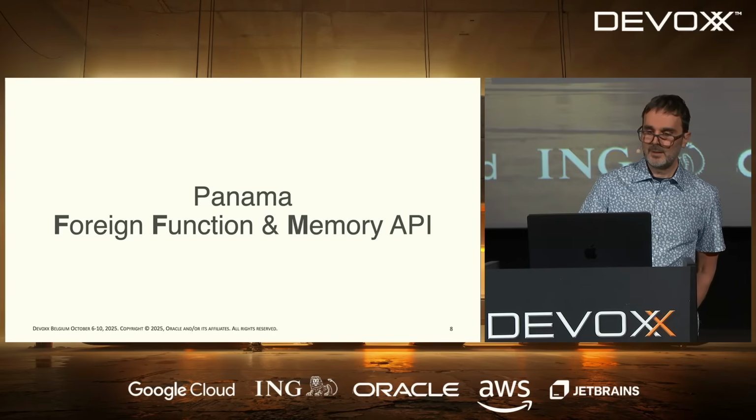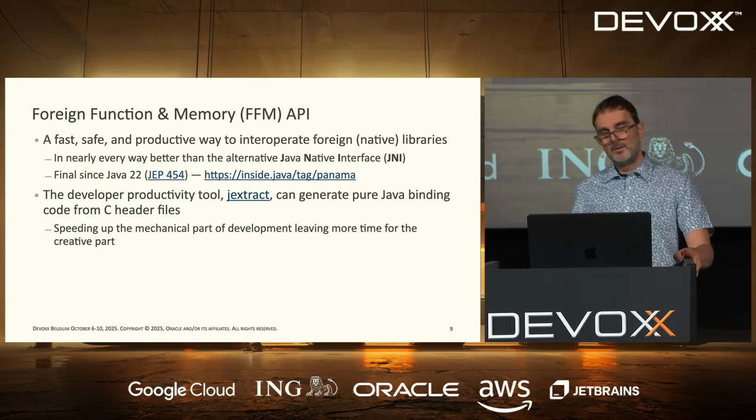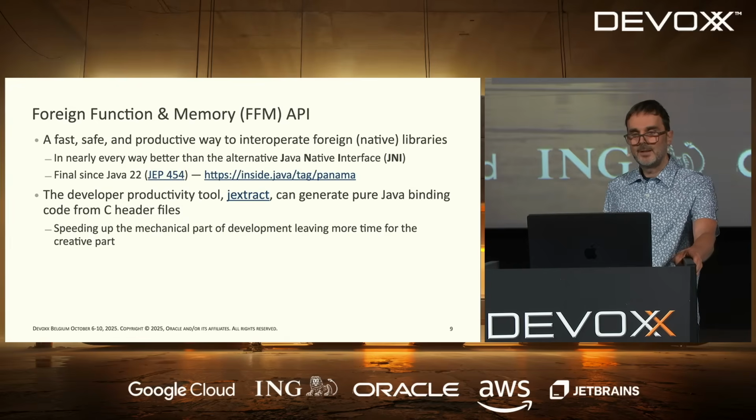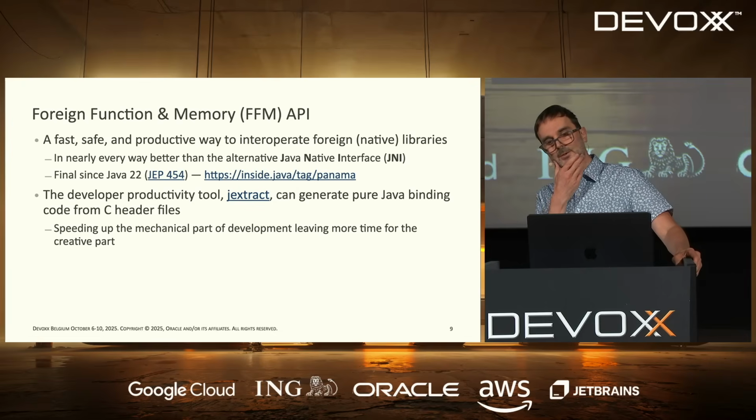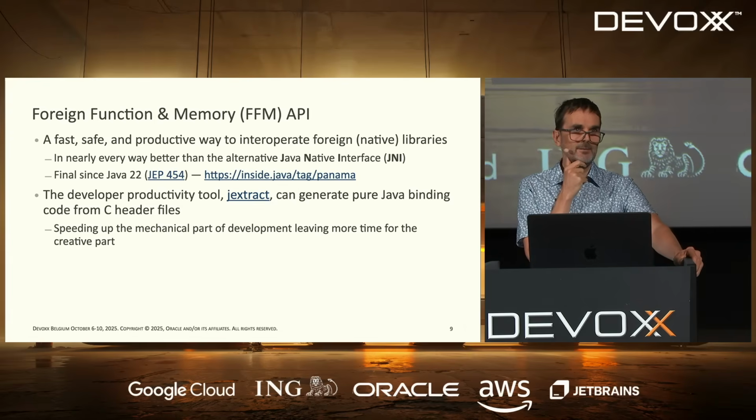So let's focus on Panama's foreign function and memory API. If you're not familiar with it, it's a fast, safe, and productive way to interoperate with foreign or native libraries. It's in nearly every way better than JNI, for sure. I've used both, and I don't want to use JNI ever again. And it's final since Java 22.